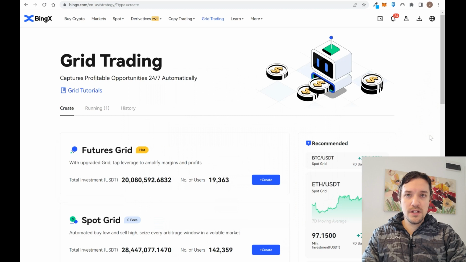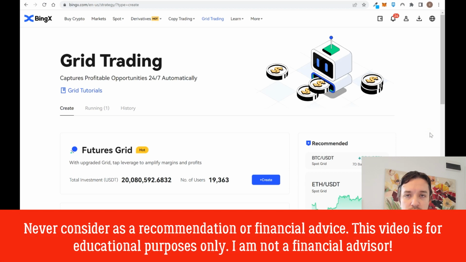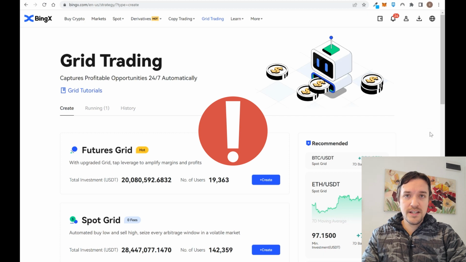BingX, one of the top 10 exchanges in regards to cryptocurrencies, introduced what is called grid trading. This is a free bot that you can use. You can create passive income, but you have to understand that this is a risky tool. You can earn money and you can also lose it all. So you have to only use money that you are willing to lose. You always have to remember that.